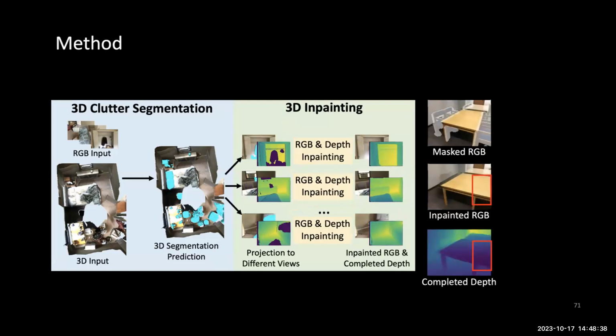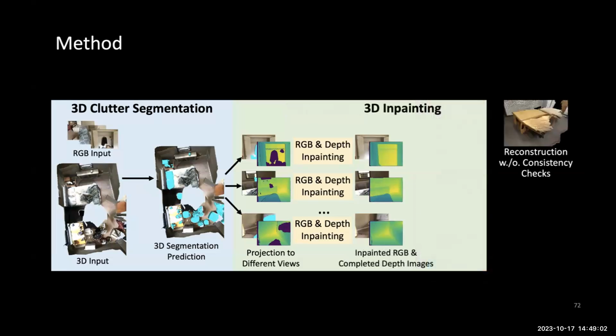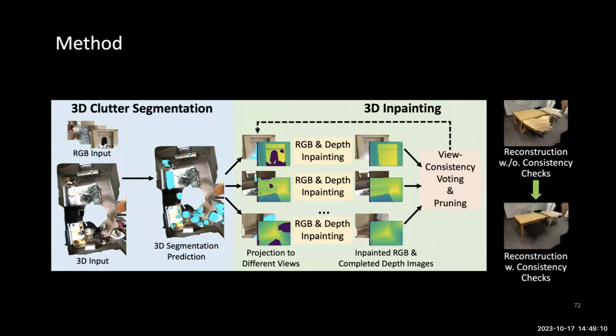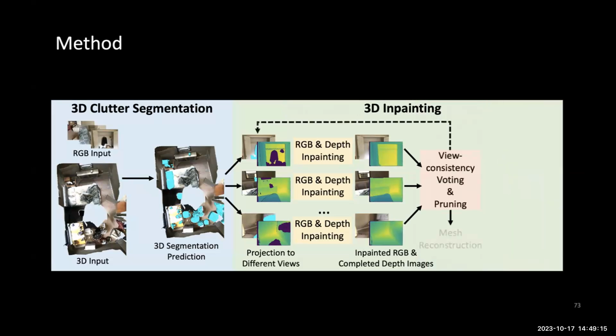For example, here the first image is the masked RGB image with the mask on the clutter. And the inpainter may return us this image in the second row with a bigger table. You can imagine sometimes in this view the table is bigger, in some other views the table is not bigger. So if you reconstruct from here, you will have this very messy reconstruction. Therefore, we further propose view consistency merging and pruning and do it iteratively to remove all these view inconsistent artifacts and make it view consistent. And after this step, we are ready to reconstruct the mesh and have a 3D inpainted mesh.